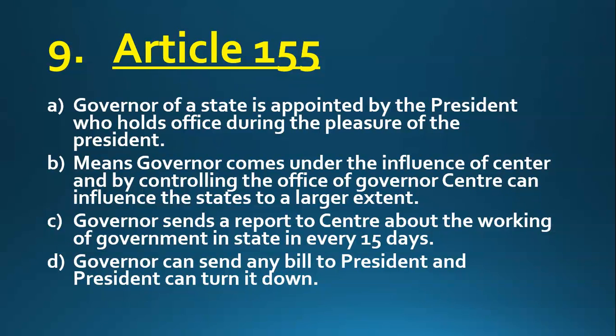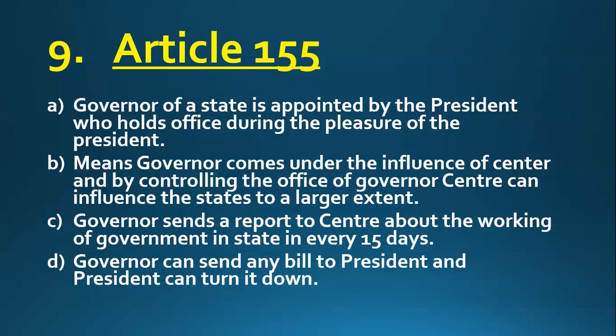Now friends, Prime Minister and Council of Ministers means the central government. So the central government can easily control the Governor. The Governor will do whatever the central government tells him to do. So now friends, the central government can easily control the office of the Governor.